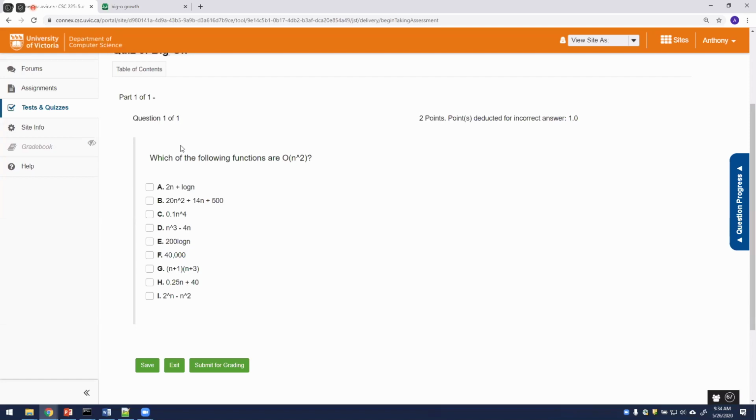Because what we're saying is it's order n squared: as long as we multiply n squared by a constant, it's going to be above that curve for all input sizes n naught and beyond.